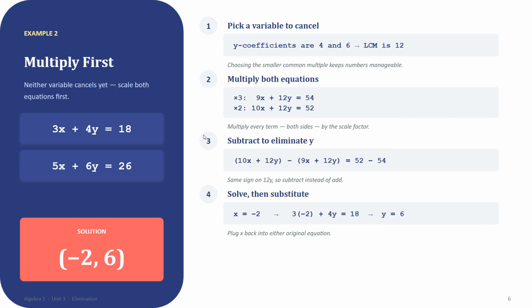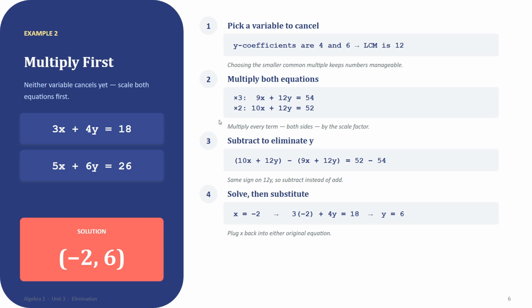Example 2. Multiply first. Neither variable cancels yet. Scale both equations first. In this system of equations, 3x plus 4y equals 18 and 5x plus 6y equals 26. The first step is to pick a variable to cancel. The y coefficients are 4 and 6, so the LCM is 12. The LCM stands for the least common multiple.